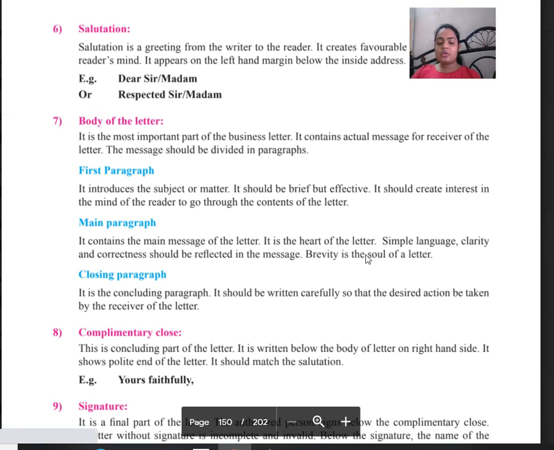Then, third is the closing paragraph. It is the concluding paragraph. It should be written carefully so that the desired action can be taken by the receiver of the letter. So the closing paragraph shall be properly written. We shall try to understand this when we take the main letters which we have in our syllabus.